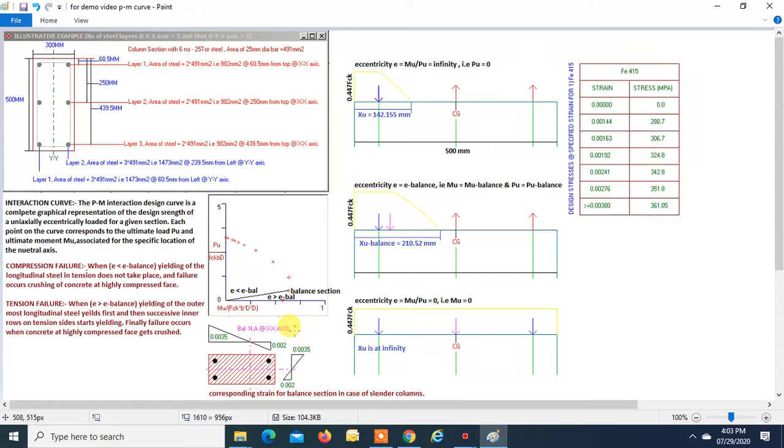But if it is a standard column, then the strain in the steel, that is the outermost steel layer in tension, is taken as 0.002 only. Okay? So this is the important table where stress corresponding to strain is shown, which we will be using a number of times for finding the ultimate Pu and ultimate Mu for a particular depth of neutral axis from the compression face. So let us now draw the PM interaction diagram for this section, right?